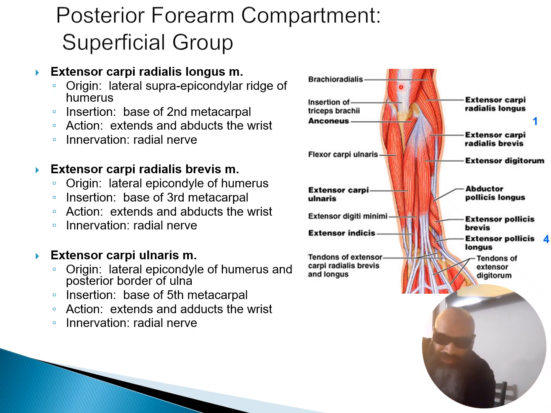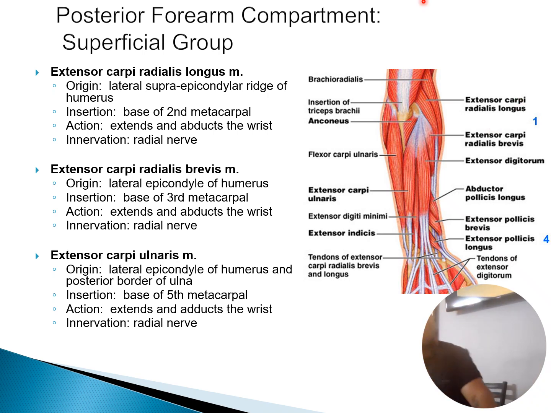Extensor carpi radialis brevis. He is brevis, meaning short, so he's right here. Extensor carpi radialis longus. He's longer. He's up here. See that? So brevis is shorter, longus is longer. Trying to help you guys differentiate these. Your brachioradialis comes out of here, and it's the most superficial one right here. You can actually grab it if you're well developed right here. Okay.